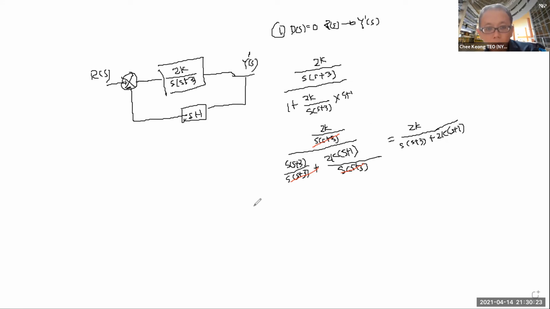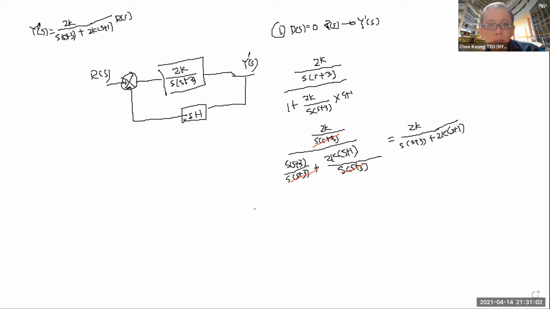So y prime. If I write at the corner here, y prime of s is equal to 2k over s plus 3 plus 2k times s plus 1, multiplied by r of s. So this is your y prime. So we just determined one of them right now.